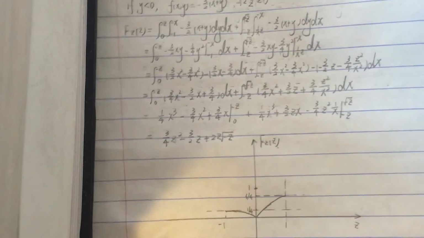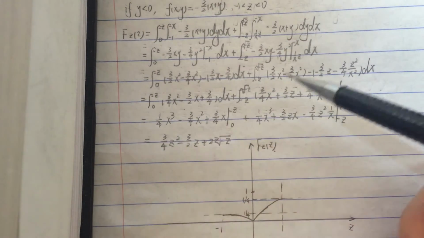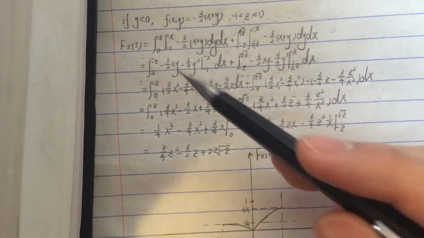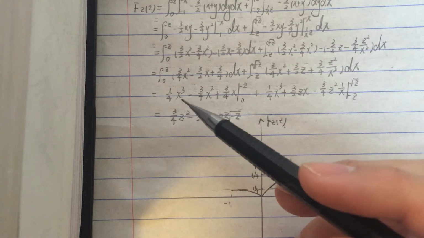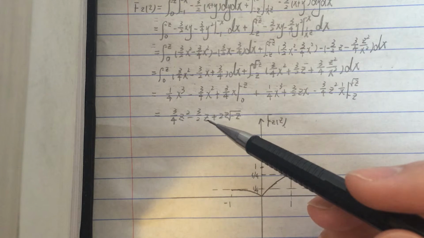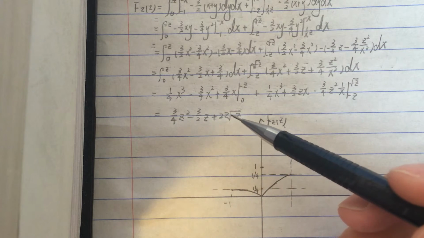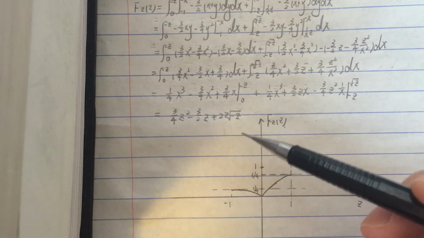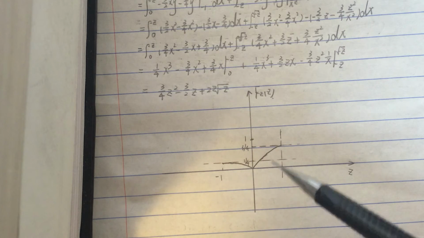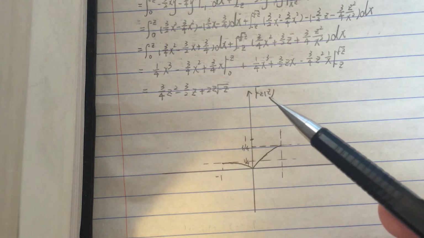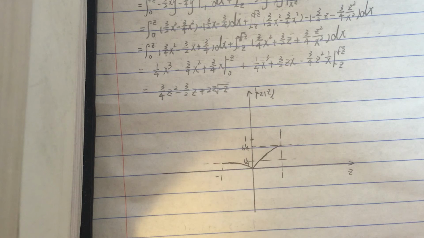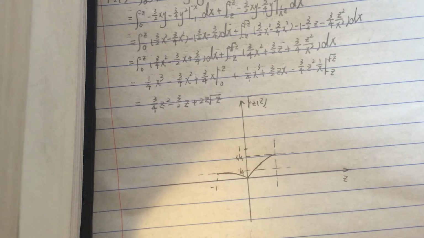After some calculation, we finally get that f z of z equals 3 over 4 times z squared minus 3 over 2 times z plus 2 times z times minus z to the 1 over 2. And finally, this is the graph for capital F z of z. Here is 1 over 4, here is 3 over 4, but it seems not right.